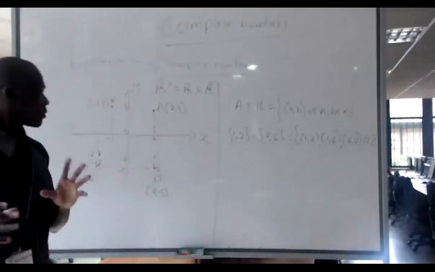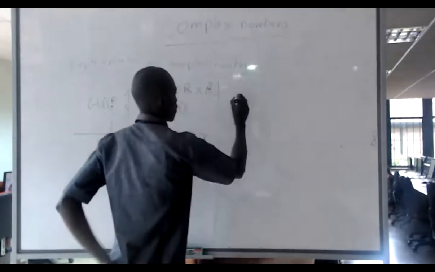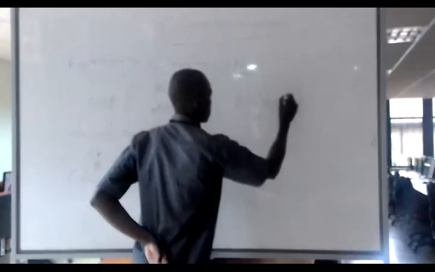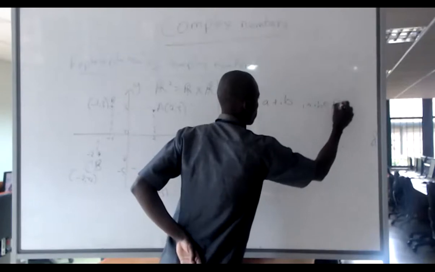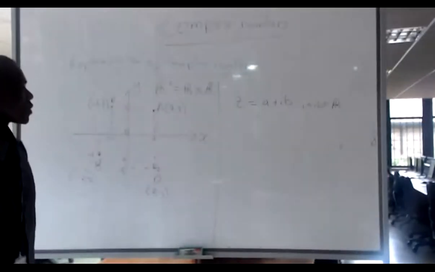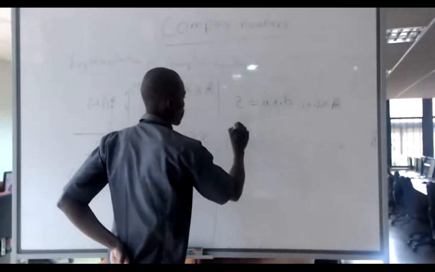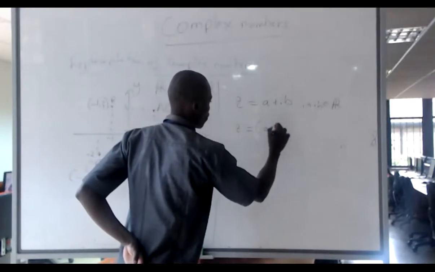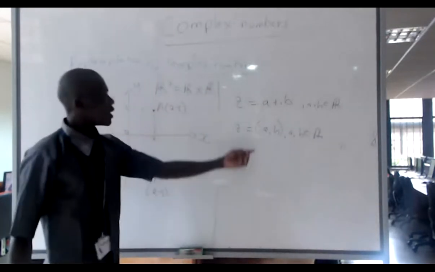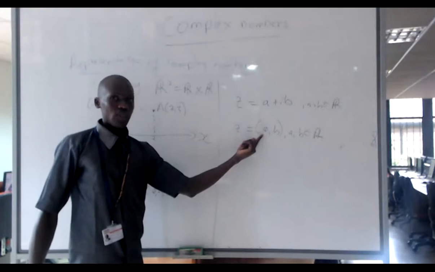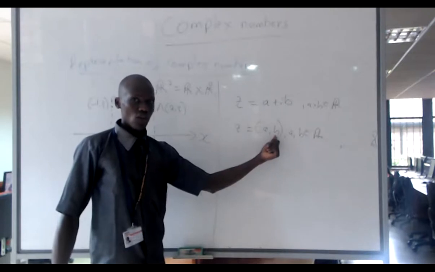Now we define a complex number as a number of the form a plus ib, where a and b are real numbers. A and b both belong to R. So it means you need two real numbers to define a complex number. Therefore, you can just say z is simply (a, b), where a and b belong to the real line. The first coordinate is the real part of the complex number. The second coordinate is the imaginary part of the complex number.